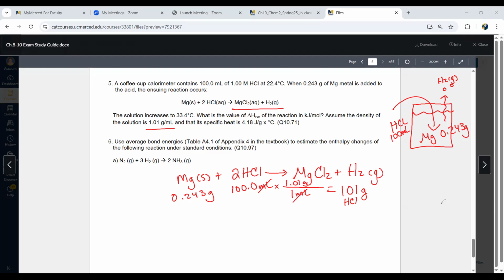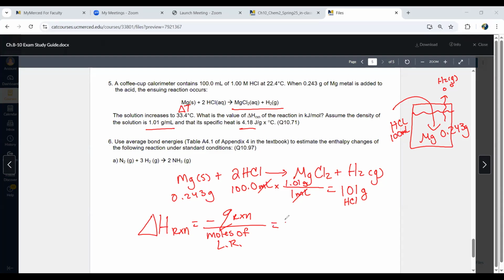All right. So the solution temperature increased by 33.4. So that's our delta T, right? We don't have a final and an initial temperature. It just tells us the change. What is the value of delta H of the reaction? We have to remember that delta H of a reaction is equal to negative Q of the reaction divided by moles of limiting reagent. So that's our goal. Assume the density of the solution is this and the specific heat capacity is this. Okay, cool. So we're on it.